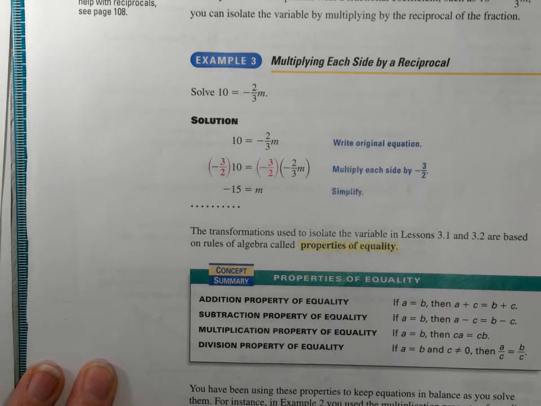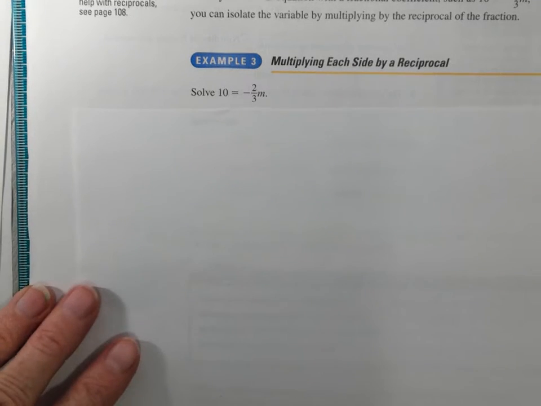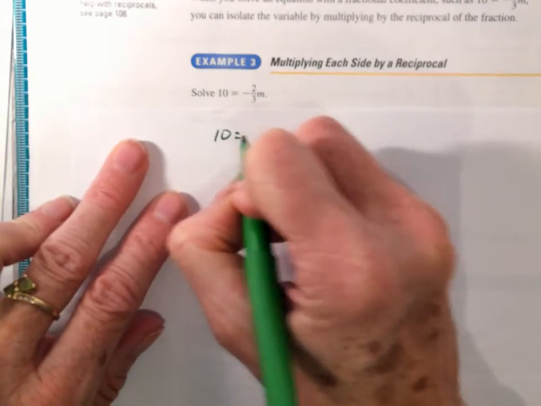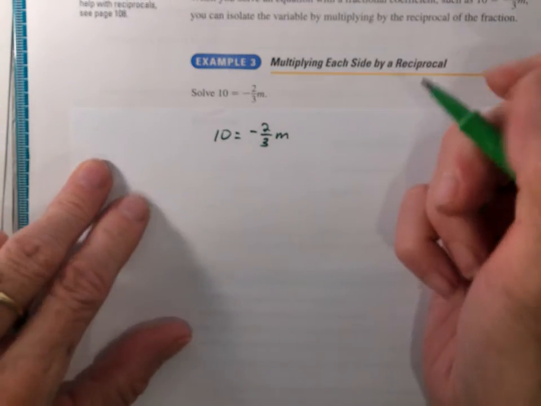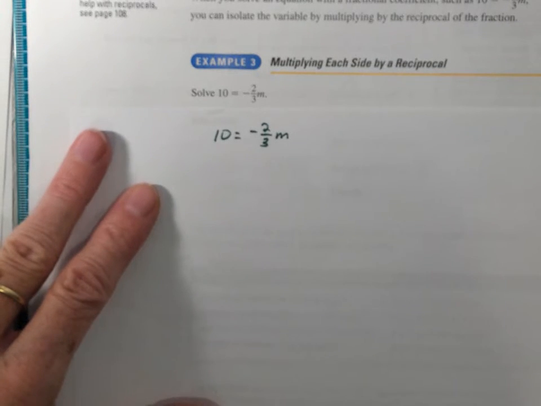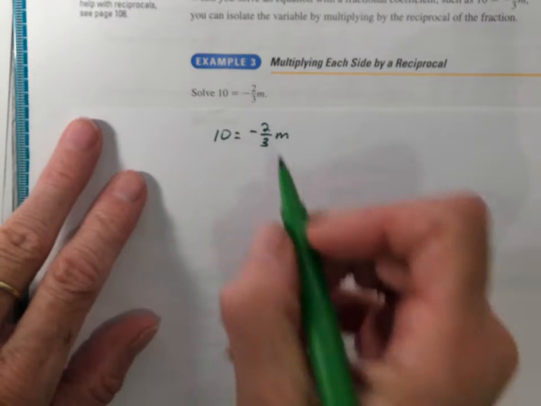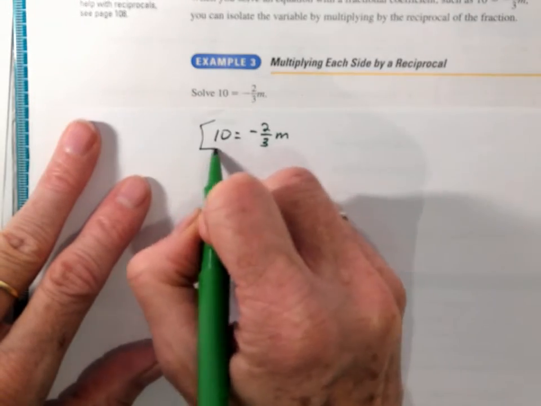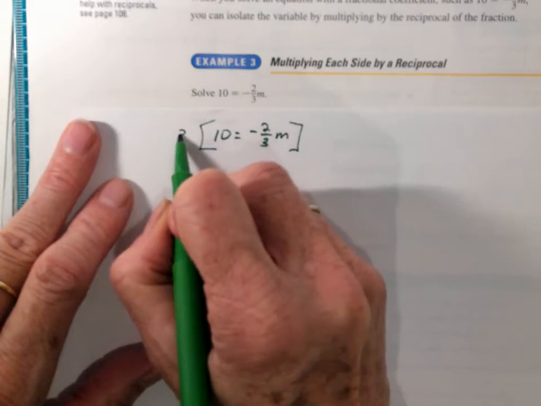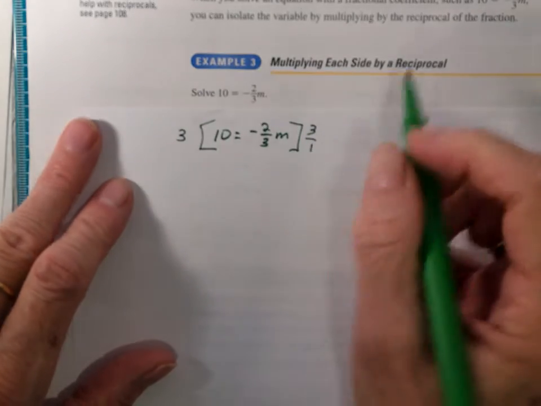Or, let me show you another way you can do this. We don't even have to multiply by the reciprocal, okay? Watch what I do. So I have 10 is equal to negative 2/3 times m. Well, my denominator is 3, so I'm going to get rid of my denominator first, okay? So when I get rid of my denominator first, I'm going to multiply every term by 3 over 1. So I'm going to multiply this by 3 and this by 3 over 1 because it's a fraction.